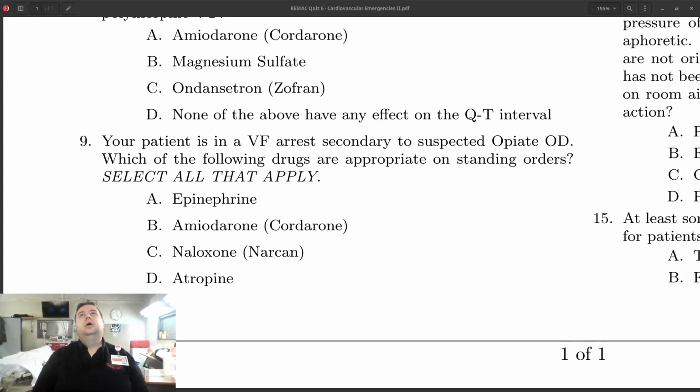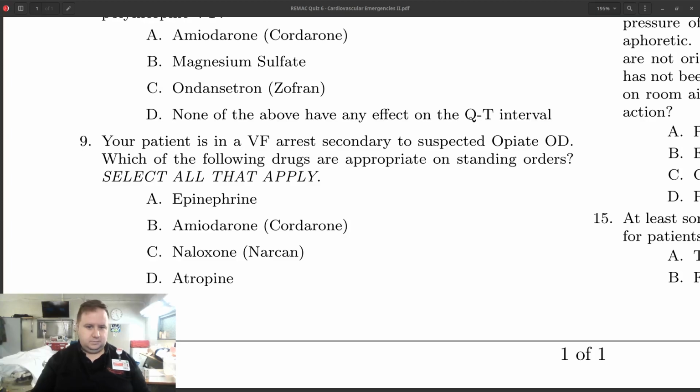So, there's 2 reasons why naloxone is not correct here. The first one, and the clearest one, is that it's not in the protocol, right? So if it's not in the protocol, you can't give it. Whether you think it's indicated or not, if it's not in the protocol, you can't give it.